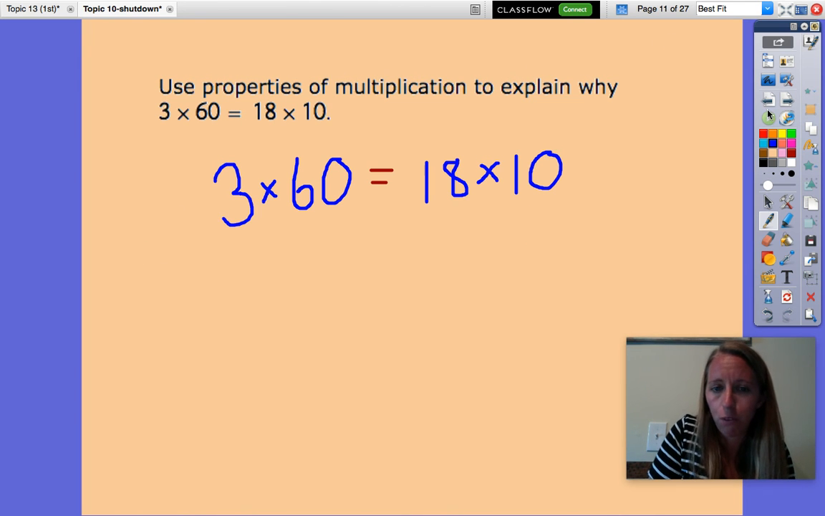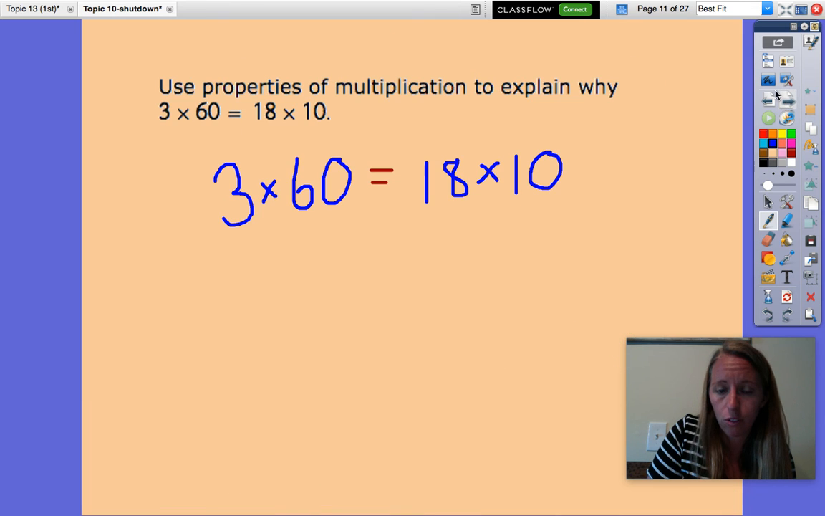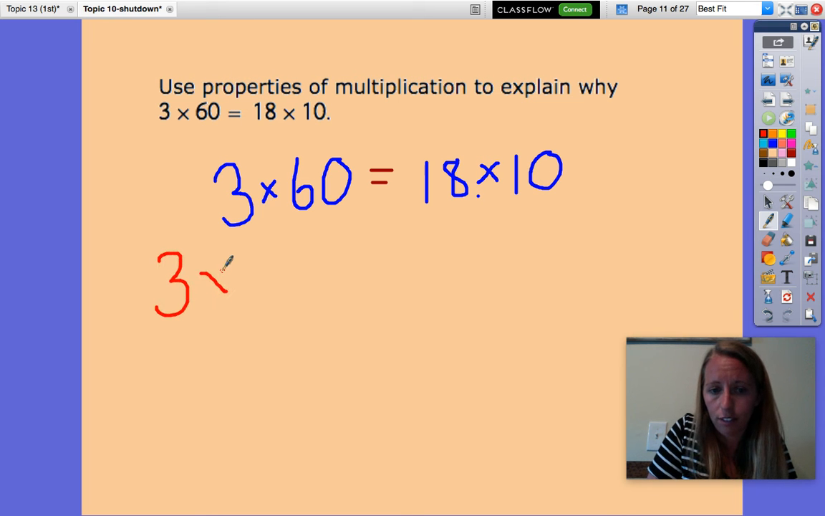So we knew before, I'm going to go back to this slide, we have the associative property and the distributive property. We can either take one of our factors and split them up and distribute, or we could take the associative property and break one of them apart. Think of it as a new way, okay? I'm going to think of this number, 60, as an easier number. I don't want to think of it as 60. I want to think of it as 6 times 10 because we know 6 times 10 is 60, right?